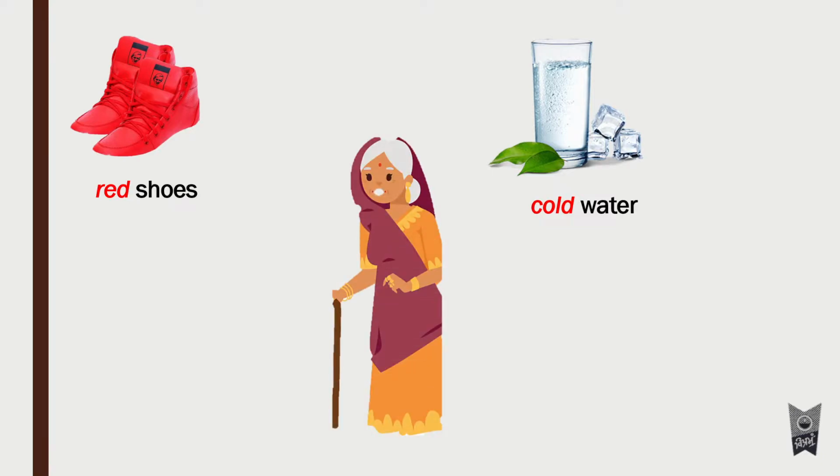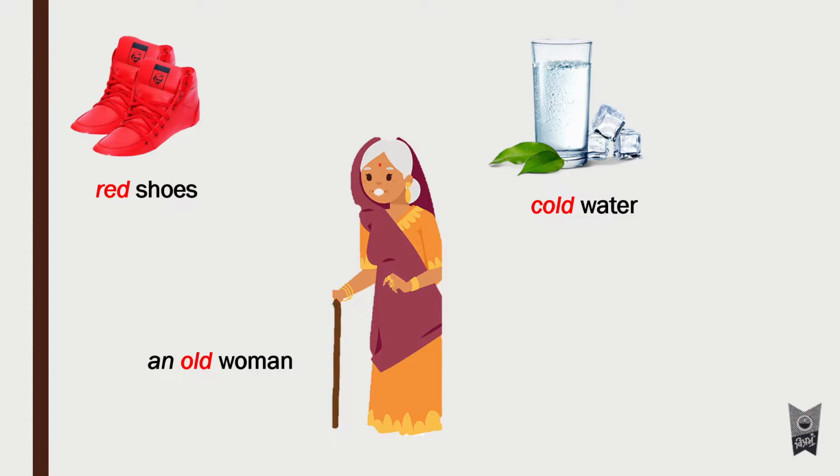Now look at this woman. How will you describe her? Yes, you're right. She is an old woman. So, you can see the words red, cold, and old, all these I have put in red color. Why? Because they are describing words.